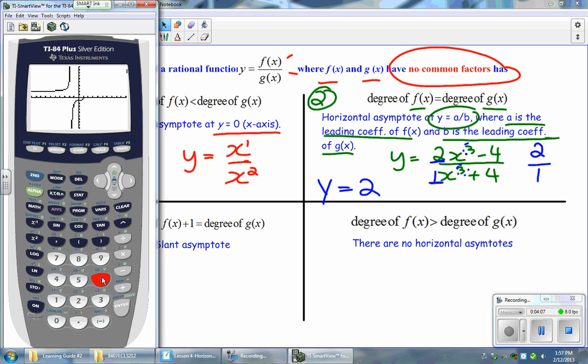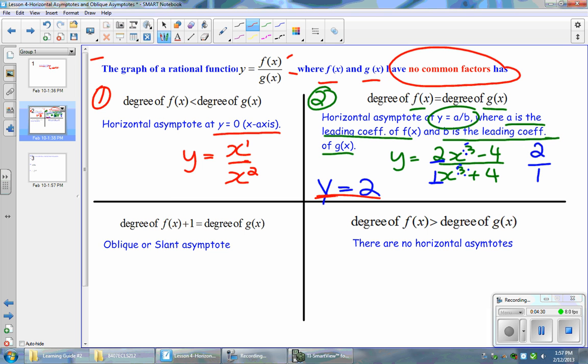We have a rational function and we have a horizontal asymptote. There is a horizontal line that the graph approaches, but doesn't touch. That line goes right through 2. Therefore we have a horizontal asymptote right at y is equal to 2, and the graph will not touch this line.